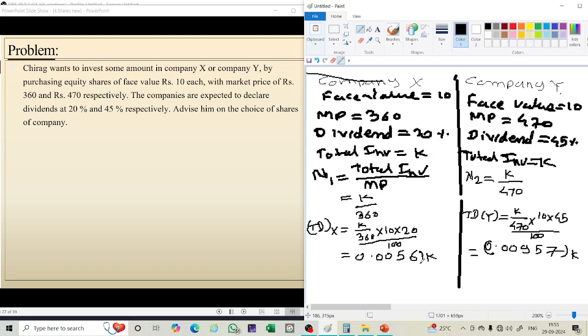Now you can observe here this value is less than this value, so we can say that the total dividend received from company Y is greater than the total dividend received from company X. Therefore company Y is better to invest. Thank you.